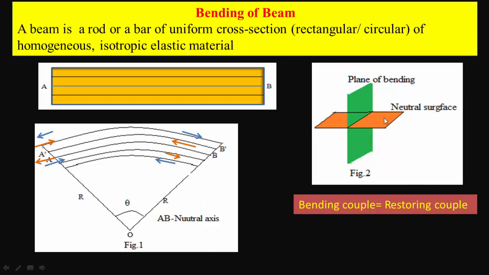So here we have the neutral surface shown by an orange color. Now if we load this beam at one end, suppose by applying the force in the downward direction, the bending of the beam will take place. So we are applying the external forces in the vertical direction, and therefore the bending of the beam will take place in the vertical plane. The plane which is shown in green color is nothing but the plane of bending, because the bending will take place in the vertical direction.